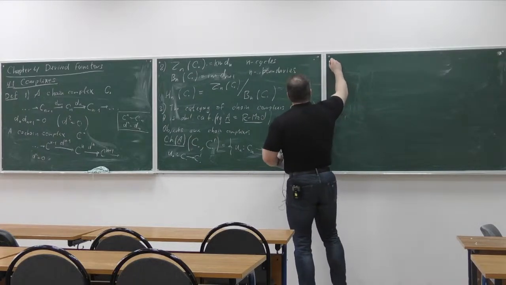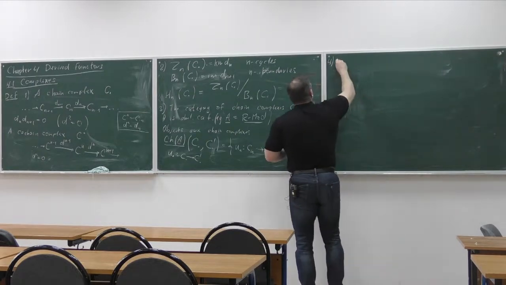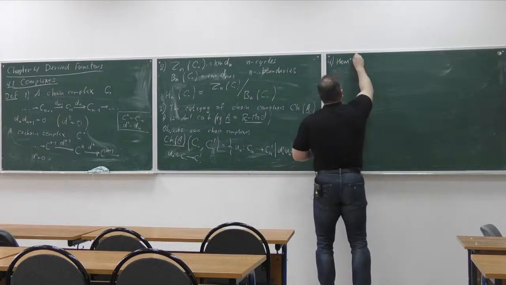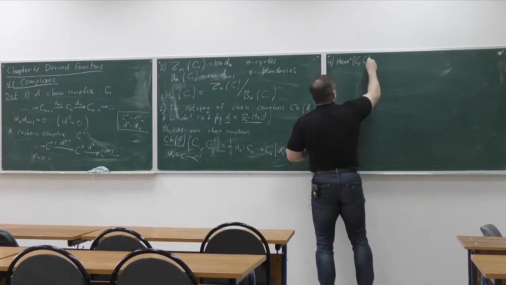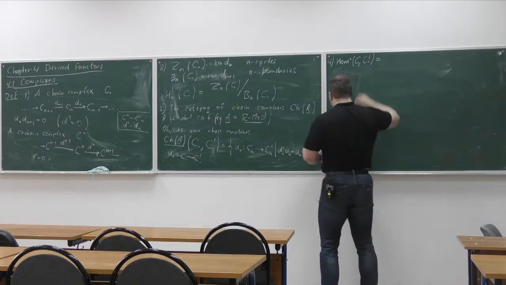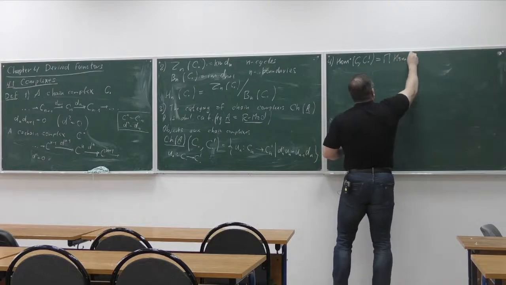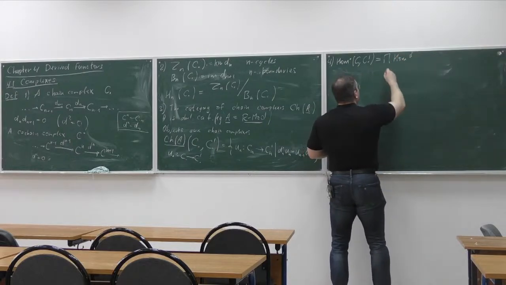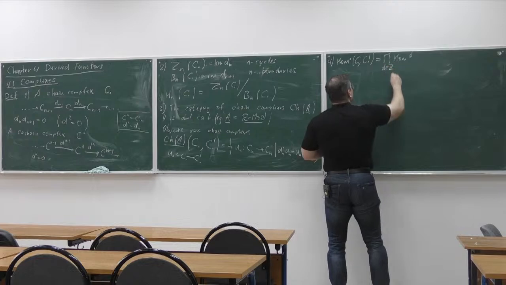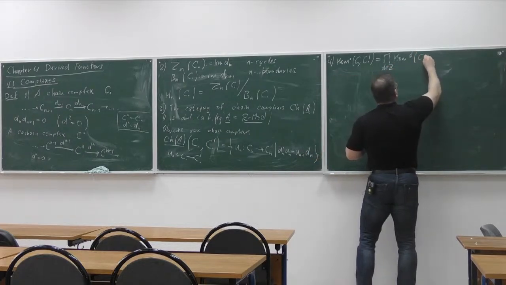Okay, part 4 of the definition. Well, I can introduce the so-called graded Hom, so the Hom with a bullet between two complexes. By definition, this will be a product of Hom with the index d, where d is any integer. So the Hom with the index d between two complexes.